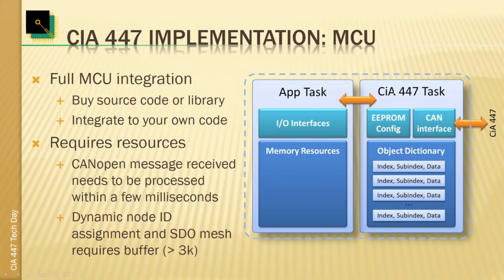So within your application, roughly the diagram will look like this. You have a 447 task running, which somewhere has the object dictionary that is implemented and maybe has some non-volatile memory storage for some of the configurations. And then you have your task running with the real application that your device needs to implement.